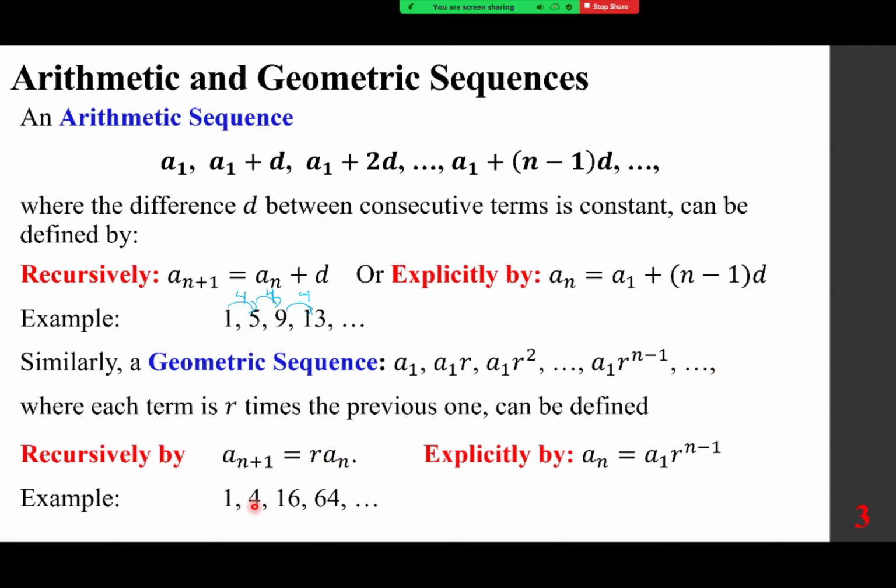So 1 times 4 is 4. 4 times 4 is 16. 16 times 4 is 64. So we are dealing with r being 4. We are multiplying by 4 to get to the next one.